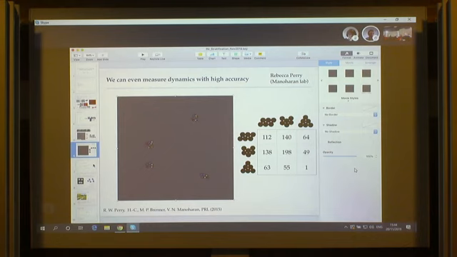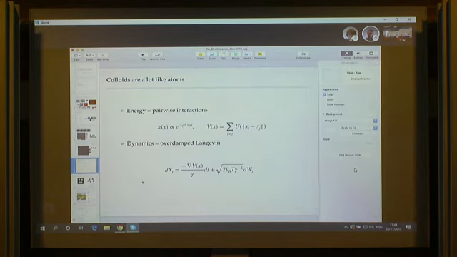So how do we describe colloids? The energy and the dynamics of colloids are quite well known. The stationary distribution is given by the Boltzmann distribution, and the energy here, V, is the sum of pairwise interactions between colloids. That's a very good approximation. And a good approximation for the dynamics is the overdamped Langevin equation, which I've written here. This is not just a method to sample the stationary distribution, it actually is a good model for the dynamics of colloids.